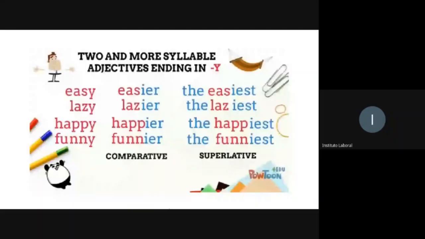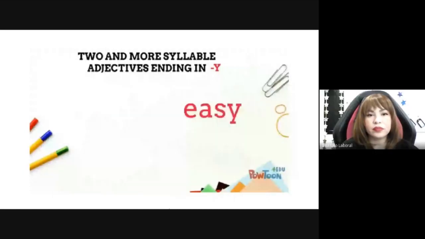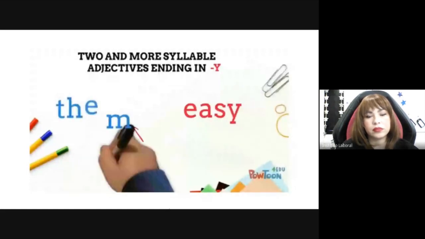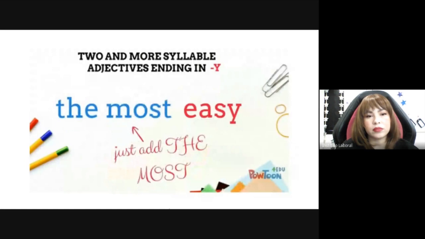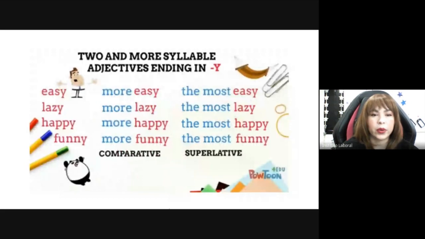Comparative and superlative also have special rules. Two or more syllable adjectives ending in Y usually are supposed to go with more or most before the adjective. More easy, the most easy. More lazy, the most lazy. More happy, the most happy. More funny, the most funny.